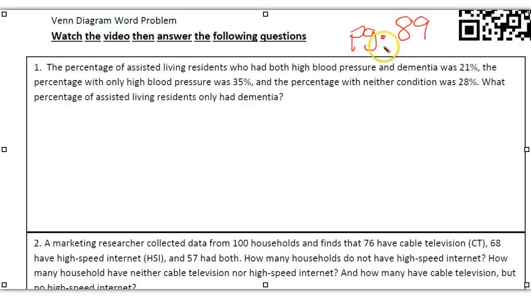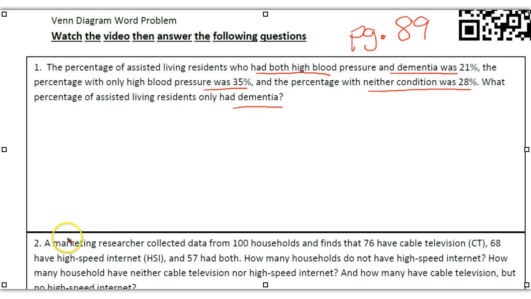As we go on to page 89, again, you may want to try these on your own, but if you need some help, I'm happy to give you my 2 cents. Now, again, you want to read the problem carefully. Percentage of assisted living residents who had both high blood pressure and dementia were 21%, with only high blood pressure was this, and the percent with neither condition was this. What percentage of assisted living residents had only dementia?